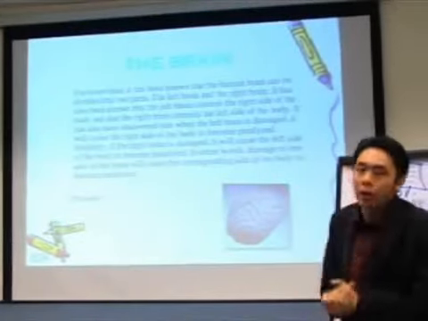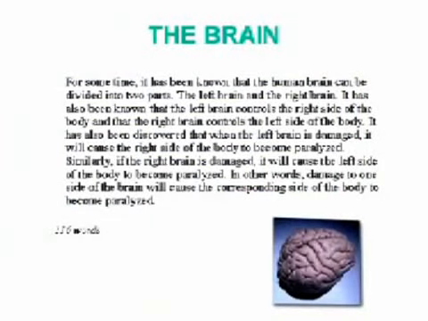Alright, to illustrate the point, let's look at this passage on the brain. Let me read it out to you. It says, for some time, it has been known that the human brain can be divided into 2 parts, the left brain and the right brain. It has also been known that the left brain controls the right side of the body and that the right brain controls the left side of the body. As I'm reading this to you, you can understand it, right? Why? Because it contains all the keywords and non-keywords.